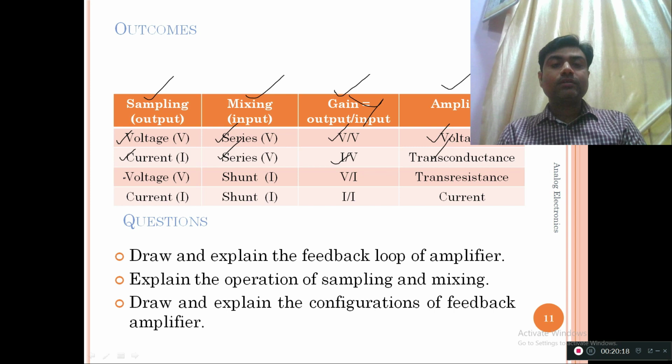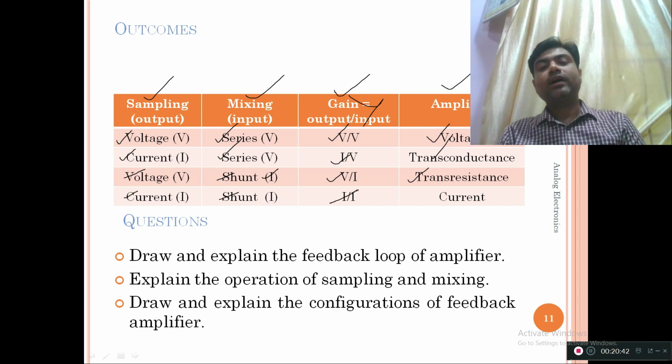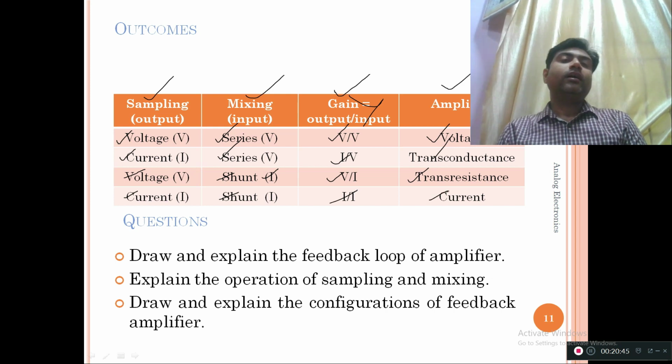Similarly here, this is the output voltage, this is the mixing in the form of the shunt, and if mixing is done in the form of the shunt, it has to be I, that is the current. So the gain will be V upon I. V upon I is nothing but the transresistance amplifier. Last is sampling of the current and mixing again in the form of the shunt. So it is I upon I, and I upon I gives me the current amplifier. So this is all about the amplifier configurations.